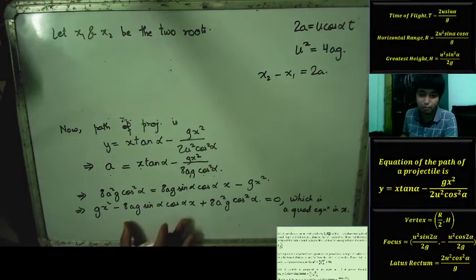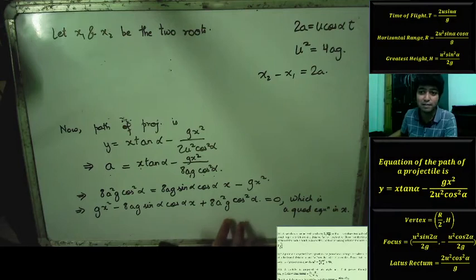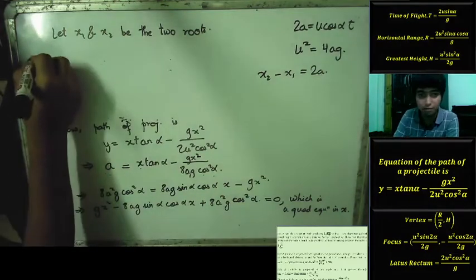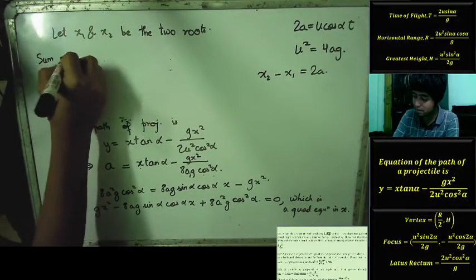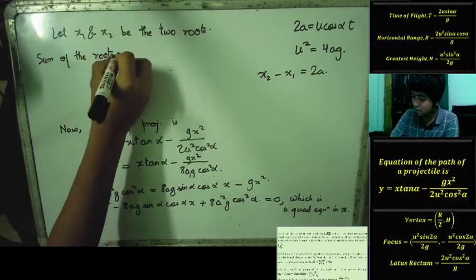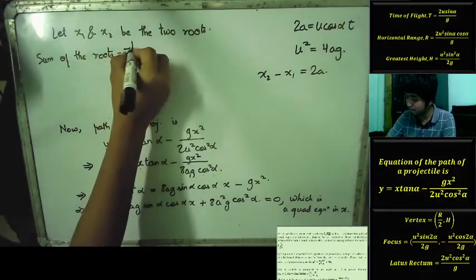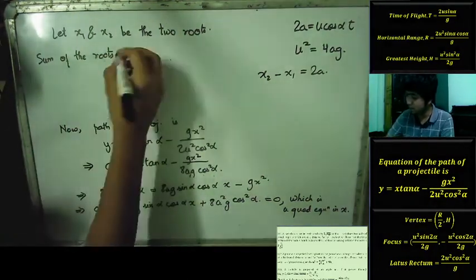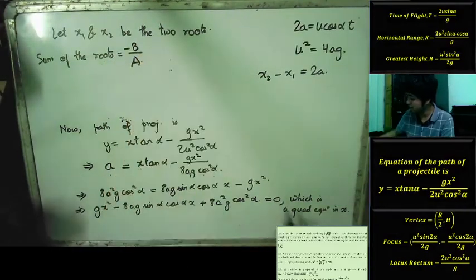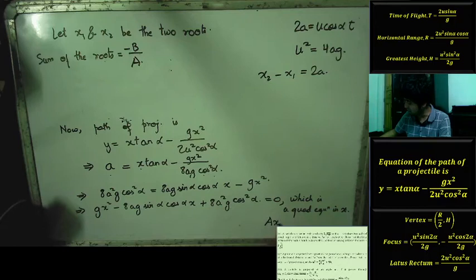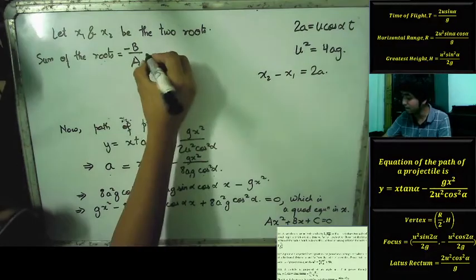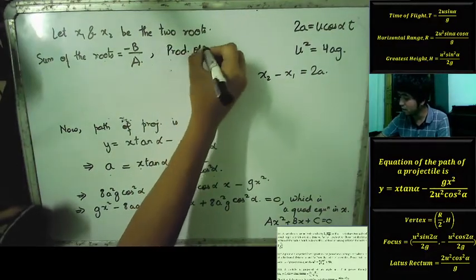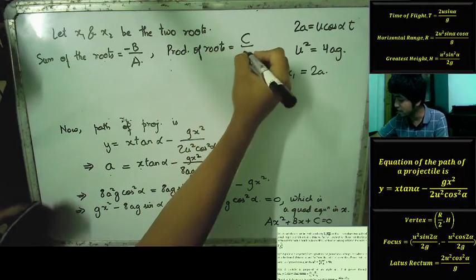From over here, we can find the value of x by using the quadratic formula, or we can do something even better. You must remember that for a quadratic equation in x, similar to ax squared plus bx plus c equal to 0, the sum of the roots will be minus b by a, and the product of the roots will be equal to c over a.